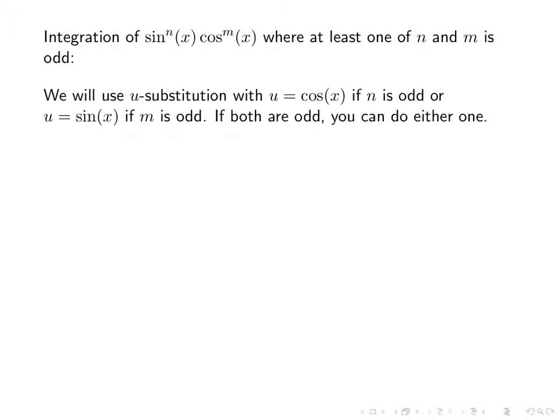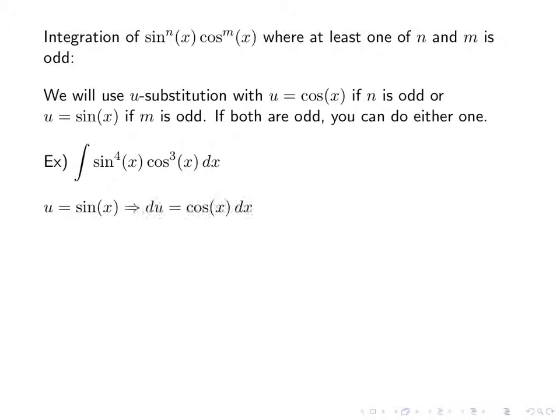What we're going to do is use u substitution, with u being cosine of x if n, the power of sine, is odd, or u equals sine x if m, the power of cosine, is odd. If both of them are odd, you can do either one. So our first example is sine to the 4th cosine cubed. Since the power of cosine is odd, we're going to let u equal sine. So that gives us that du is cosine of x dx.